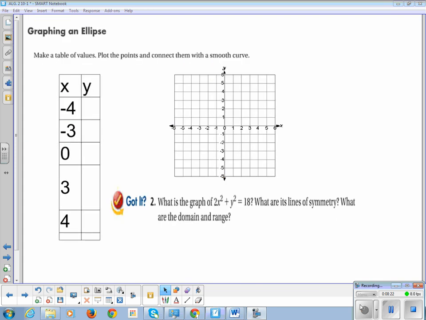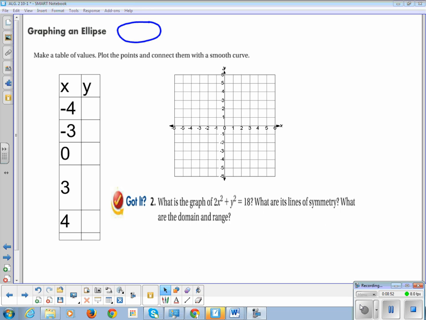Alright, so let's graph an ellipse, and just so we know what we're aiming at here, it's like an oblong circle. In fact, a circle is a special form of an ellipse, kind of like a square is a special form of a rectangle. So we're going to use the same operating procedure. We're going to make a table, plot the points, and connect them with a smooth curve.